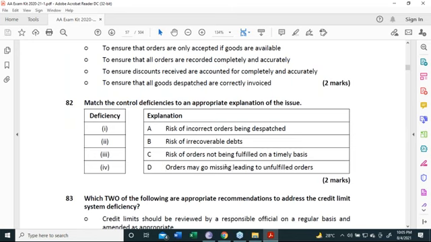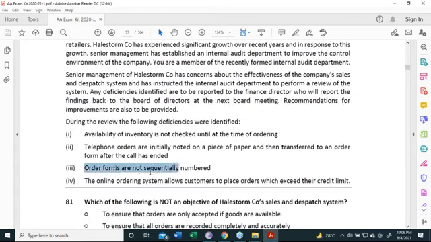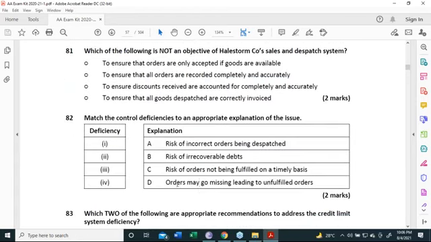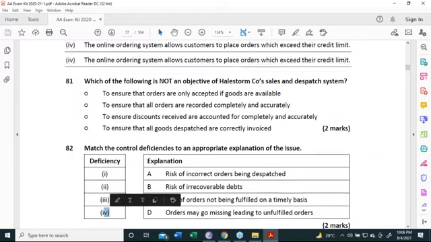Yes, there could be mistakes. Risk of incorrect orders being dispatched. You might commit mistakes. Well done. Let's go to number three. Order forms are not sequentially numbered. If they are not sequentially numbered, a particular order may go missing and you won't be able to identify the unfulfilled orders.